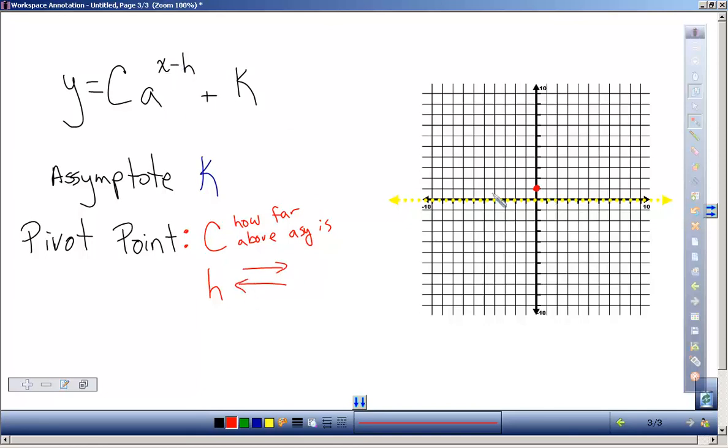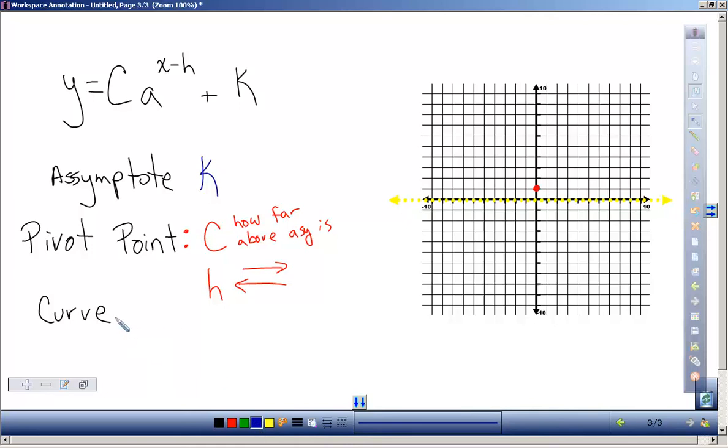H is going to tell us whether it shifts to the right or to the left. Again, inside is always backwards. So if it's adding, we're shifting to the left. If it's subtracting, we're shifting to the right. The axis is its default location. So if nothing is added or subtracted, it stays on the axis. But that tells us whether it shifts left or right or not. You need to always graph your asymptote first, then your pivot point.